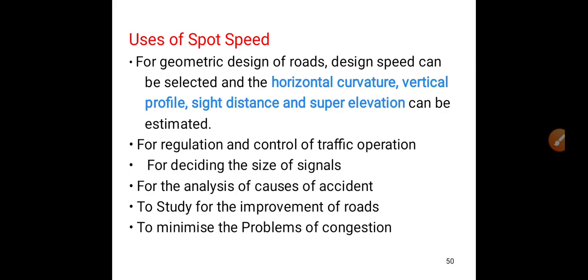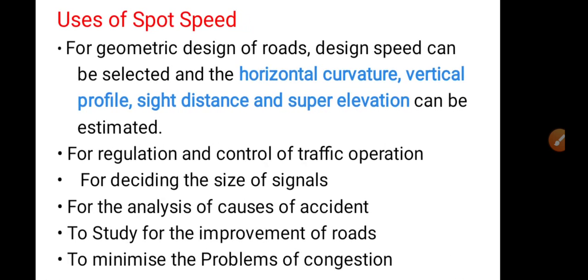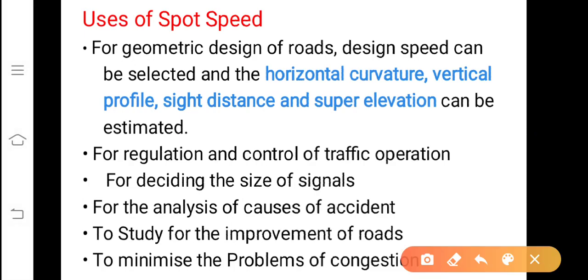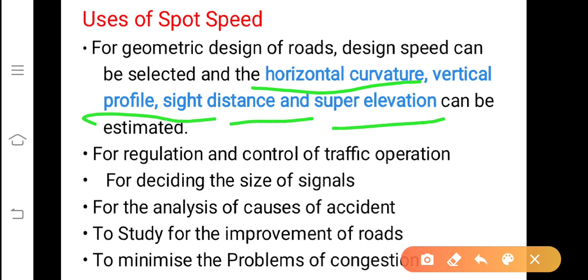Now we will see the uses of spot speed. For geometric design of roads, design speed can be selected, and the horizontal curvature, vertical profile, sight distance and superelevation can be estimated.